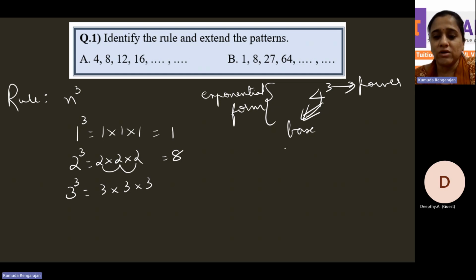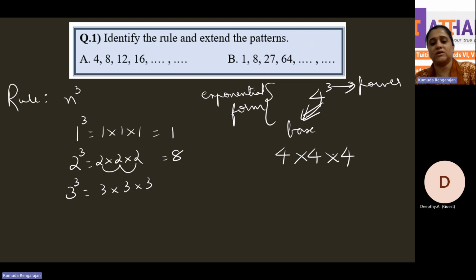What is the base? 4. The base 4 has to be multiplied with itself 3 times. Why 3 times? Because the power is 3. If the power is 10, 10 times. If the power is 20, 20 times. So the base 4 has to be multiplied with itself 3 times because the power is 3. 4 4s are 16, 16 4s are 64. So 4 cubed is 64. 4 into 4 into 4, which is 64. All right.